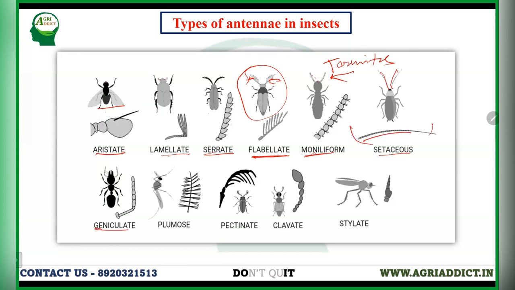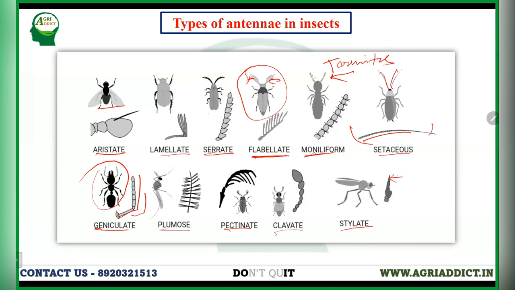The geniculate antenna present in the ant, like the elbow of our hand. The plumose antenna, this is the male mosquito. It is feathery type. And the pectinate antenna, this is present in beetles. And the clavate antenna in blister beetle. And the stylate antenna, it is present in robber fly or in the horse flies. Okay, there is a small style-like process in this type of antenna.